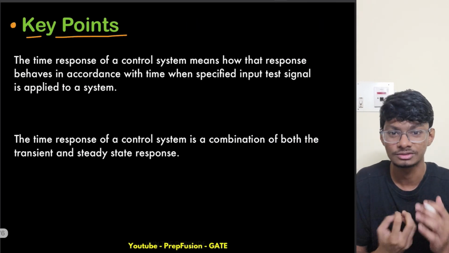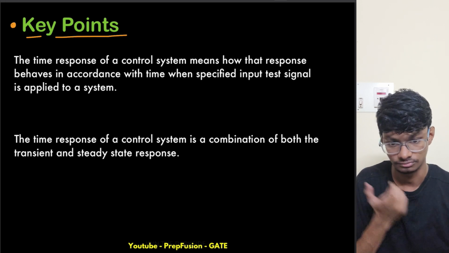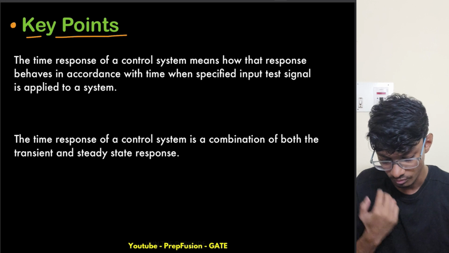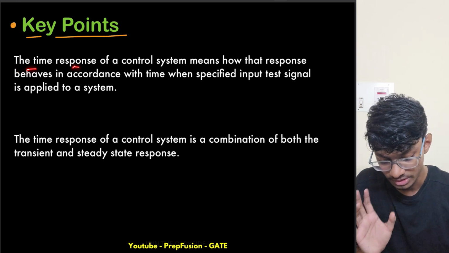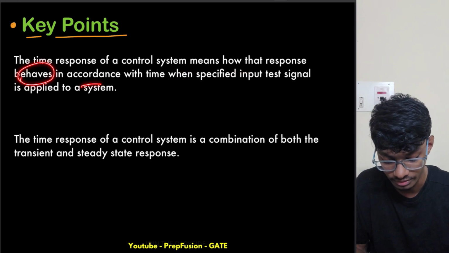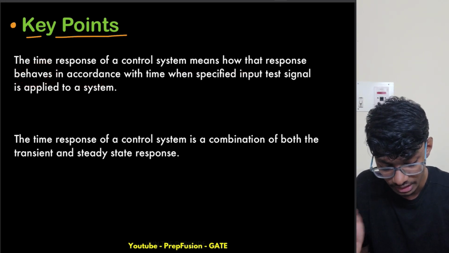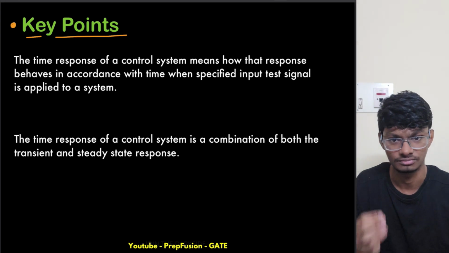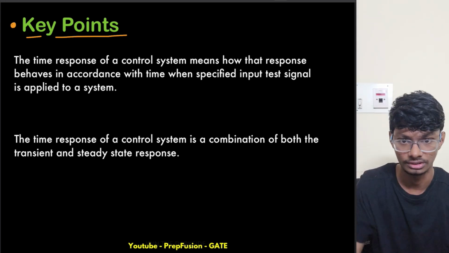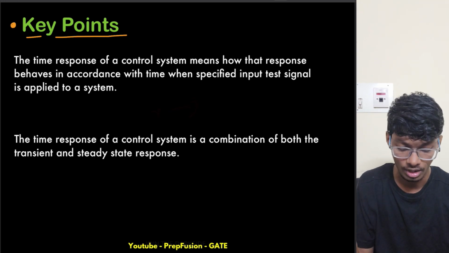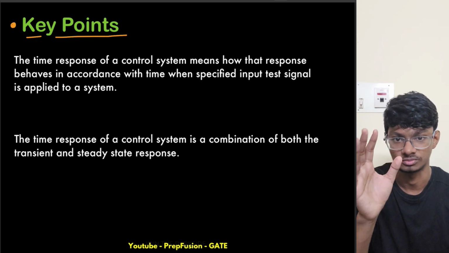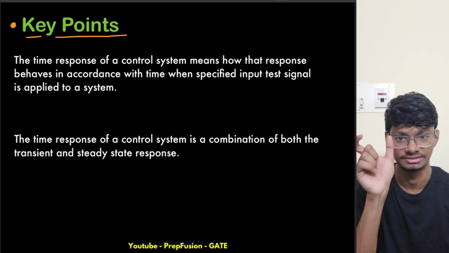So first let us know a few theoretical points. Not that important, but you have to keep this in your mind to understand the subject wholly. So what does this tell us? The time response of a control system means how the response behaves in accordance with time when a specified input test signal is applied to a system. Very simple, right? I apply some test signal, for example a unit step in the input, in the reference. Now I will analyze my output in time domain, and that is basically the time response. Simple, like the name suggests itself.